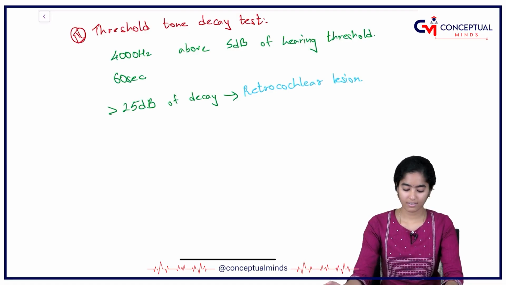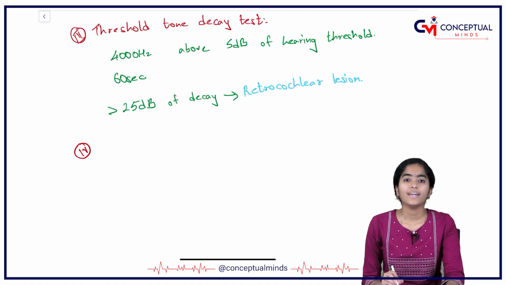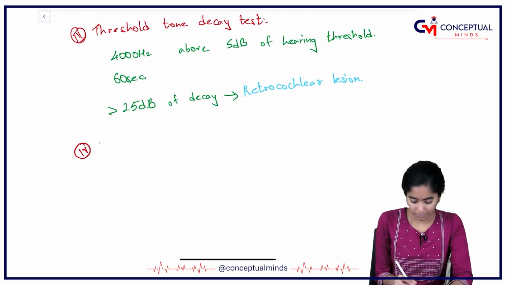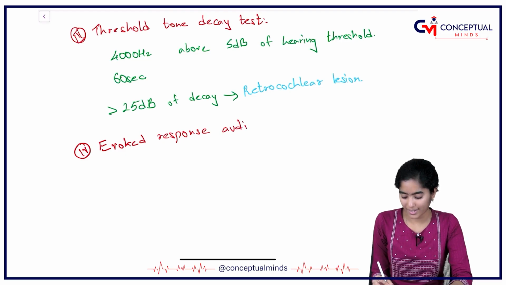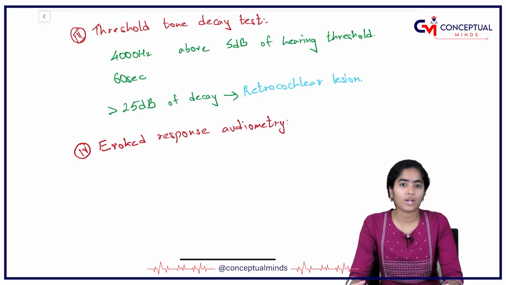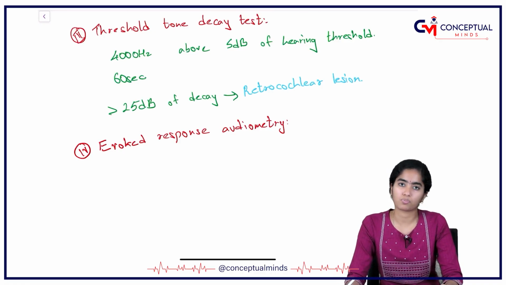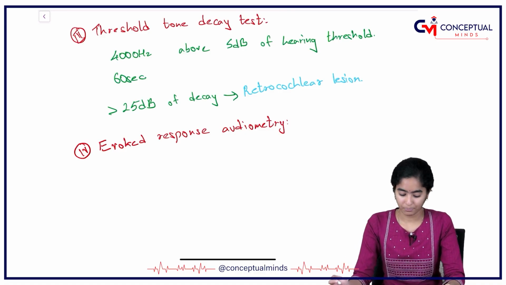Next in our list is a test called Evoked response audiometry. Evoked response audiometry is very important and it is widely performed. It is highly sophisticated. So what happens in evoked responses? Responses are evoked. We give some sound stimuli to the patient and then measure the responses. We are basically measuring the electrical responses in the ear. So, this is an objective test.